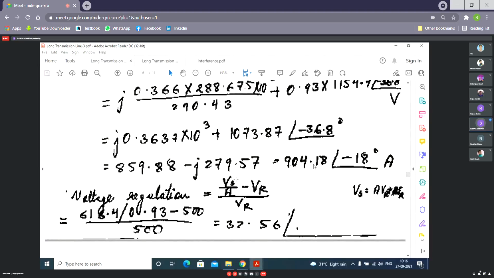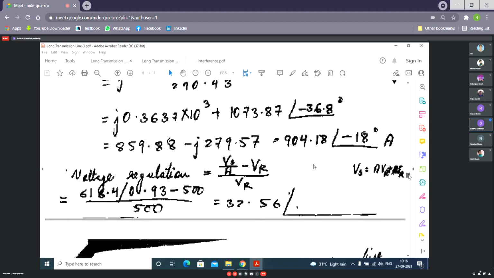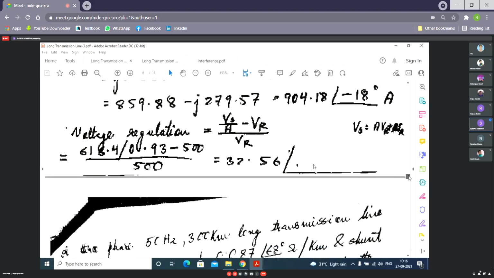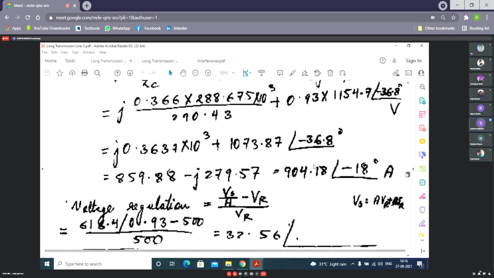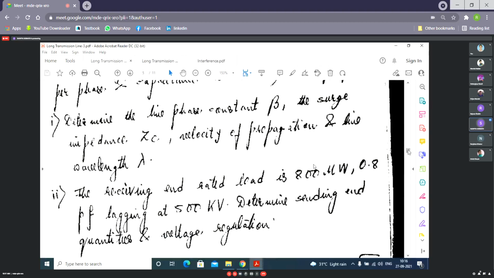And voltage regulation, I've discussed many times, you can find out the no load receiving end voltage, which was simply Vs by A. So you can find out the regulation. If you don't understand this one, please go through your last class notes. You'll be able to understand. I have discussed this VRNL several times. Now, in this problem, there is no R, so the real term of gamma is not there.